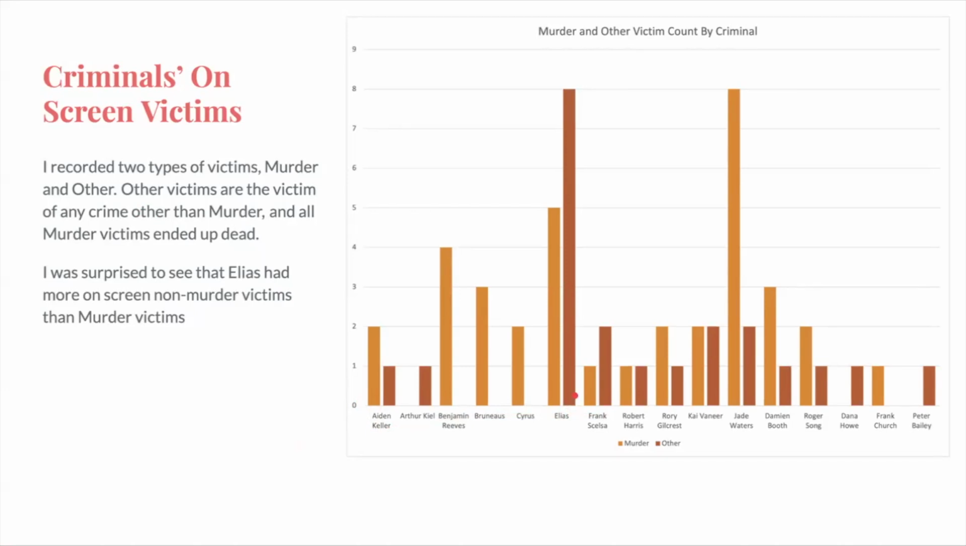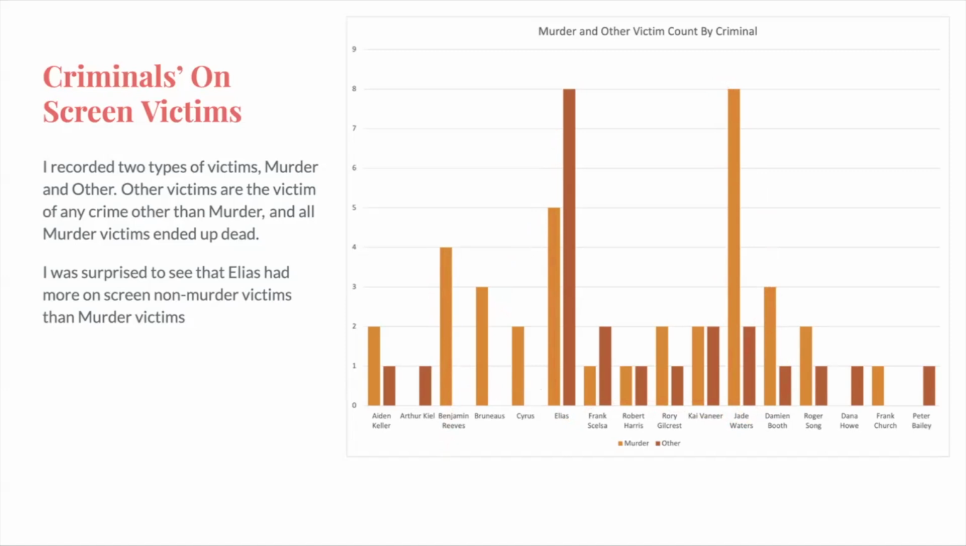So let's look at the more major criminals. Benjamin Reeves, he was in 2 episodes, I think. He had 4 total murder victims. Jade Waters was the big bad of season 2. She had 8 on-screen murder victims and 2 mayhem victims. Damien only had 3 murder and 1 other. Elias had 5 on-screen murder victims and 8 other victims, but he killed a lot more people than that, and that's what the next couple slides are about.